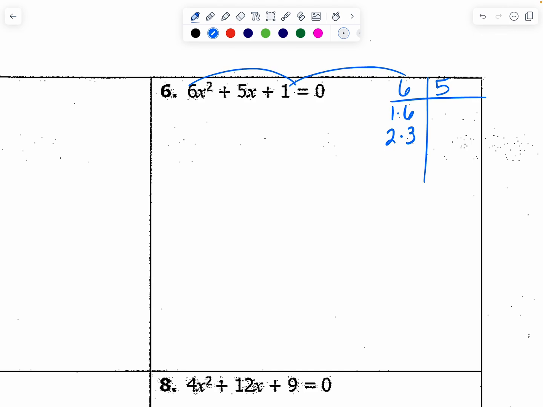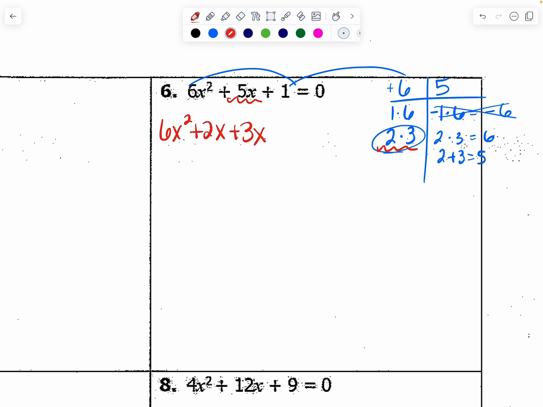Here's the difference. If I do this, if I multiply it, that gives me a negative 6. Notice here, this is positive. So that does not work. If I do a positive 2 times a positive 3, that gives me a positive 6. And then if I add those, that gives me a positive 5. So 2 and 3 are my two numbers I'm going to use. So again, I'm going to take out the 5x and replace it with these two numbers here. So I have 6x squared plus 2x plus 3x plus 1 equals 0.